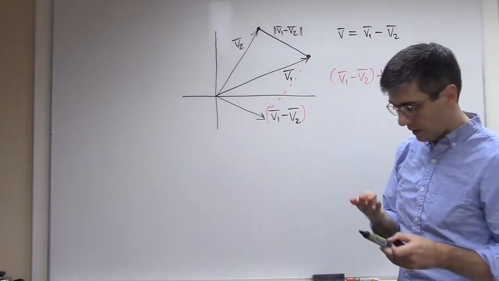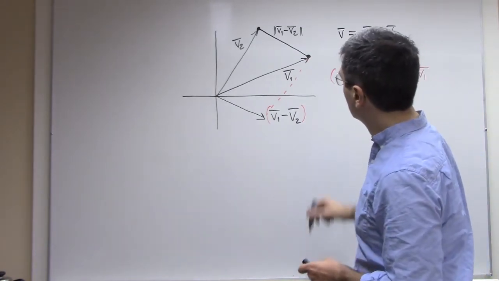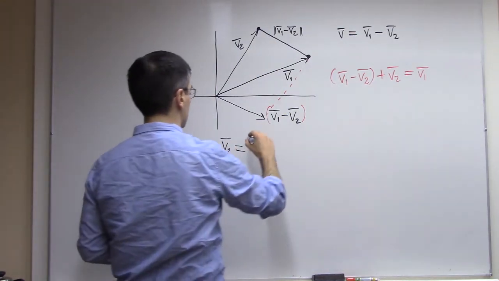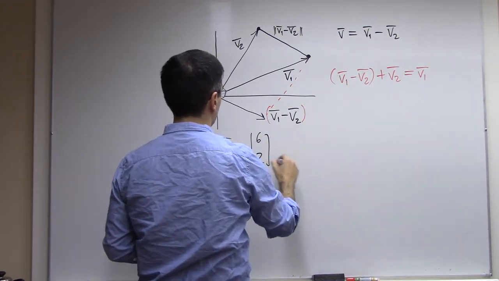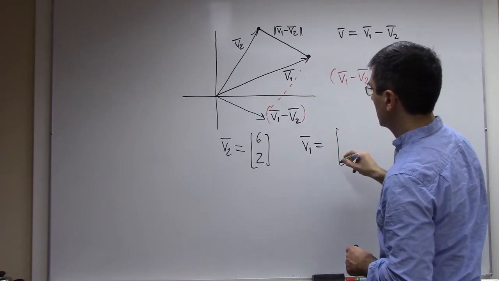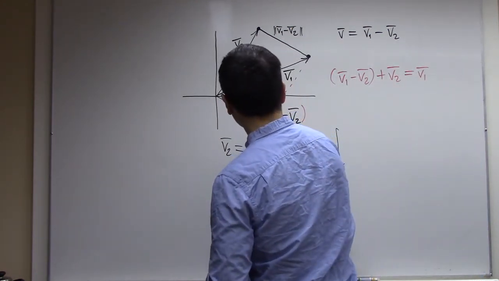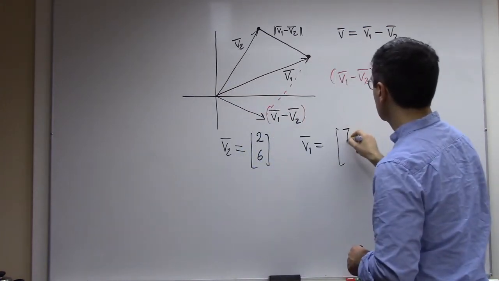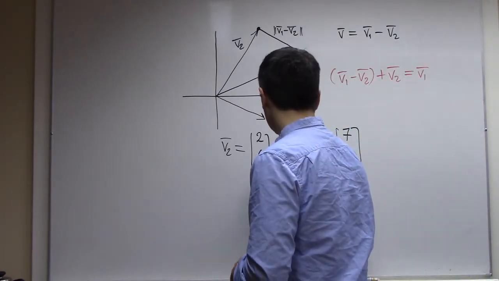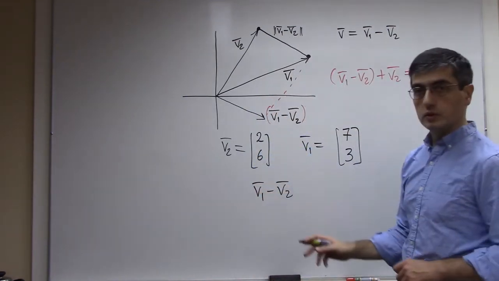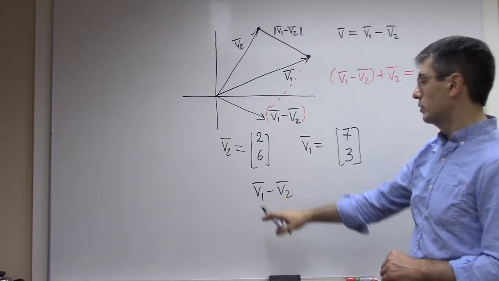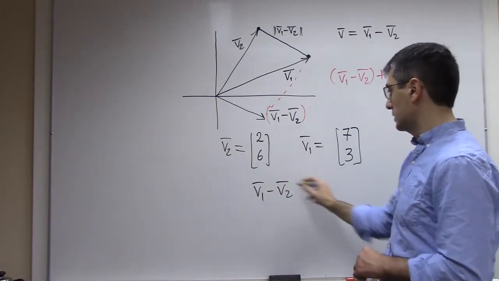So let's do an example. Let's say v2 is 6 and 2. No, this is 2 and 6, and v1 is, say, 7 and 3. Alright, so then v1 minus v2. It doesn't really matter in which order you subtract the vectors, because for the purposes of the length, it will not matter if you subtract v2 from v1 or v1 from v2. But let's do it in this order.